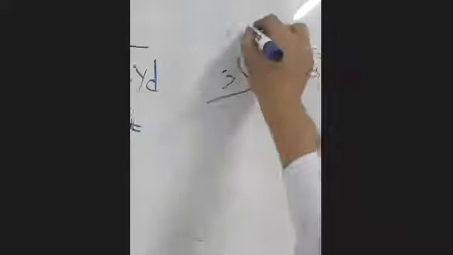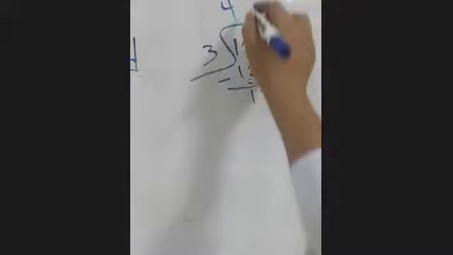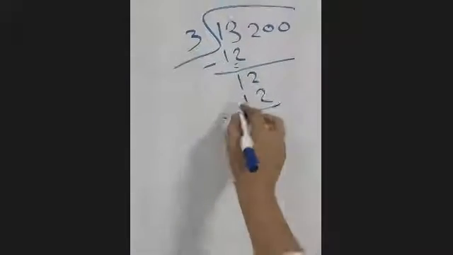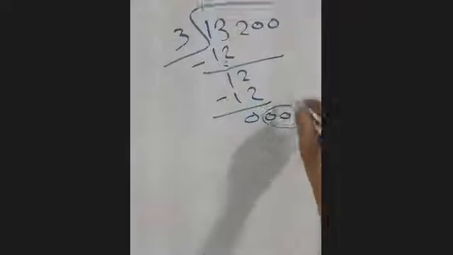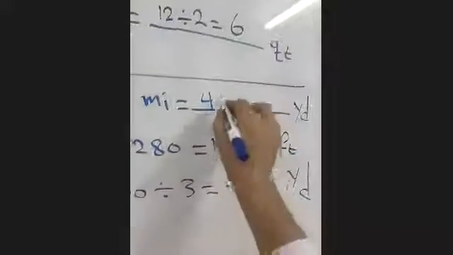3 by 1 is 4, 4 by 3, 12, subtract 1, then 2, then 4, 4 by 3, 12, subtract. Then these two zeros, guys, we put them in the quotient. So the answer is 4,400. What now? Yards. So my answer is 4,400.